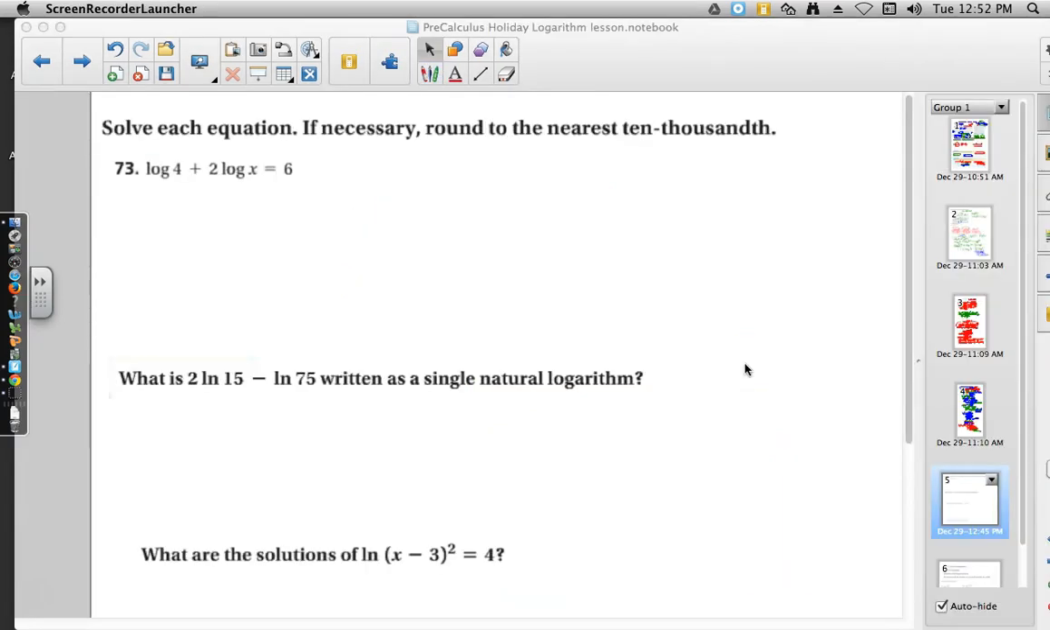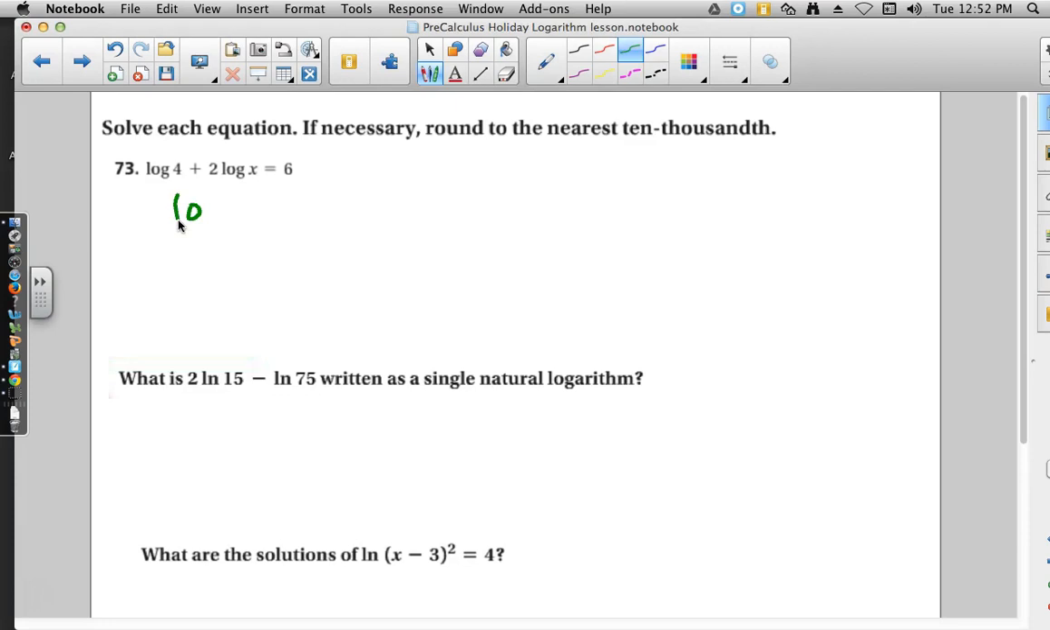Now we're going to go on to still some solving. But on this page, we're going to deal a little bit more with e and with our natural logarithms. Not in 73, but a little bit later on here. So this says solve each equation, if necessary, round to the nearest 10,000. Hidden message letter is O, as in ostrich, for number 73. O as in ostrich. So in order to solve, we need this condensed.